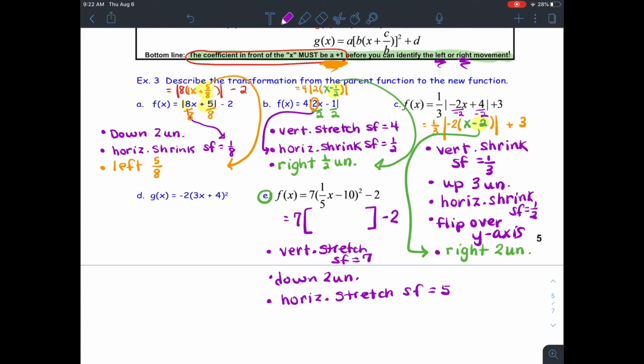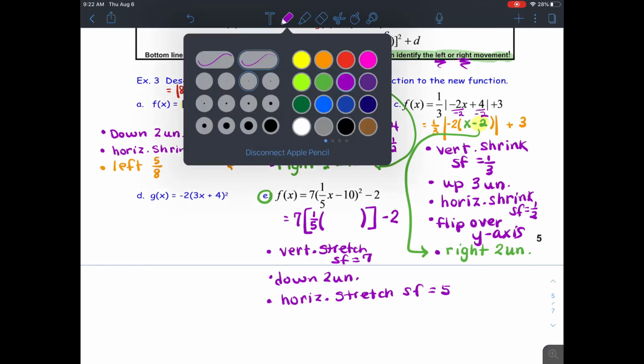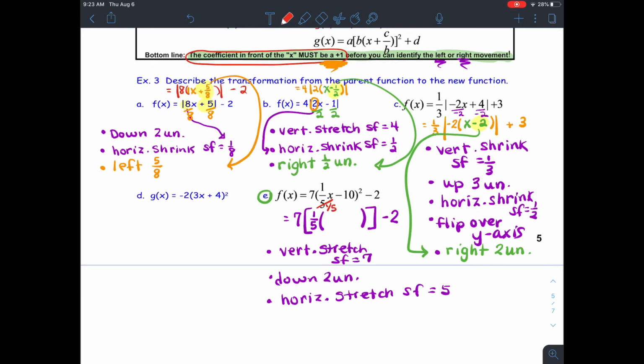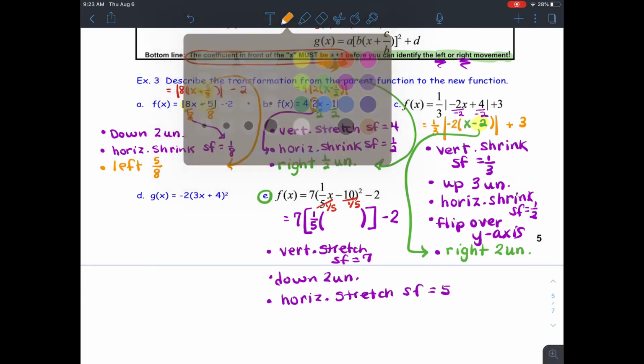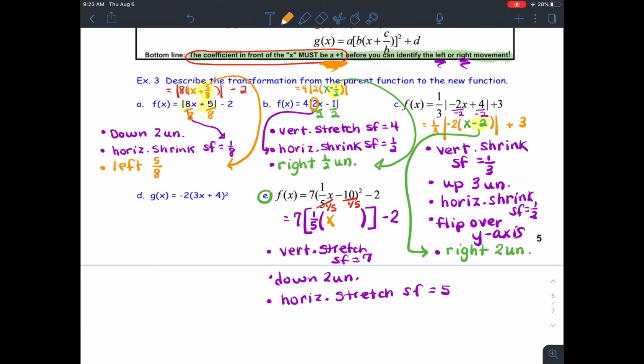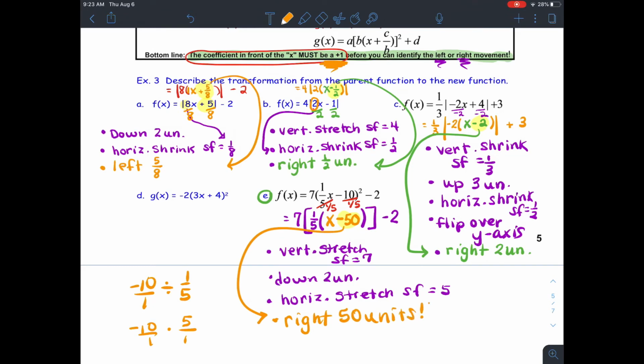Keep the 7 there. I like to upgrade the parentheses into a set of brackets because I'm going to factor the 1/5 out. I'm almost going to have like double parentheses in this problem here. I'm going to divide that by 1/5. And now I'm going to divide the 10 by 1/5. If you take a -10 and you divide it by a 1/5, that's the same thing as multiplying by the reciprocal of 1/5. That's going to make this number in here -50. So technically, this graph is going to the right 50 units.